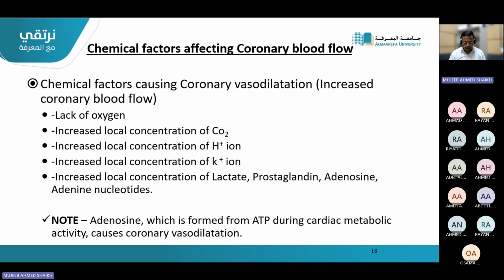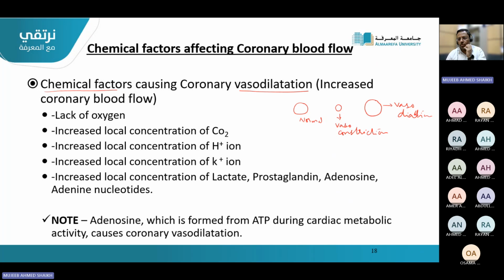Now coming to the most important factor which is regulating the coronary blood flow: chemical factors. What are these chemical factors which cause vasodilatation? This is a normal size. This is a smaller size. This is a big size. Normal. What do you call this one? Vasoconstriction. Very good, because this is a decrease in size. What do you call this one? Vasodilation.